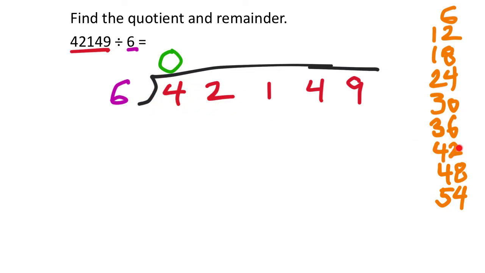In fact, it even falls in the list right here, 42 right there. So 6 will go into 42 evenly. That's good. What multiple is that? 1, 2, 3, 4, 5, 6, 7. That's our 7th multiple. So I can put a 7 here.